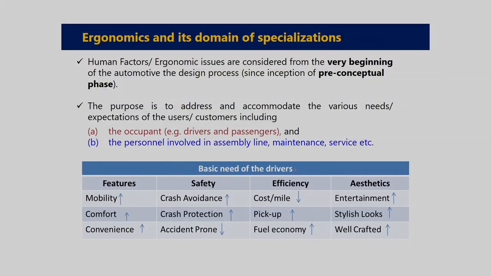So, now, basic needs of the driver. What are the basic needs while we are designing an automotive product, particularly say a passenger car? Obviously, we have to think about various features like mobility, comfort, convenience. We also have to think about the various safety aspects, how we can avoid a crash, how we can protect from the crash, how we can reduce accident proneness. Similarly, using ergonomic principles, how can we increase the efficiency, that is the cost, mileage, how can we increase the pickup, how can we increase the fuel economy. On the other hand, we also have to think about the aesthetic part, that is entertainment, stylish look, then craftsmanship. So, these aspects also we have to consider while developing automotive products.